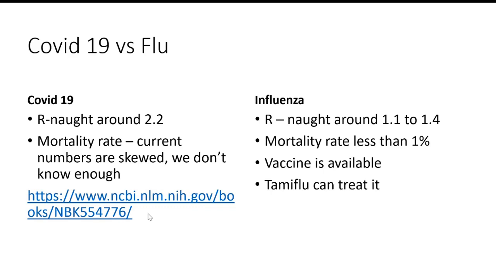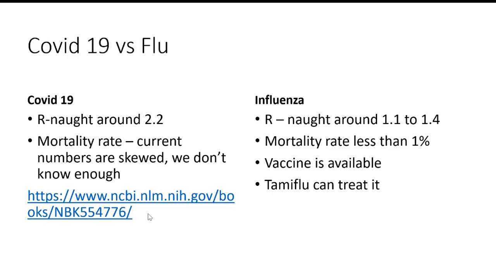Mortality rate for the two, mortality rate is how many people die. For influenza, mortality rate is generally less than 1, with one exception being the 1918 flu. We don't actually know the mortality rate of COVID-19. And I know some of you are getting frustrated with that, but we don't know a lot right now.